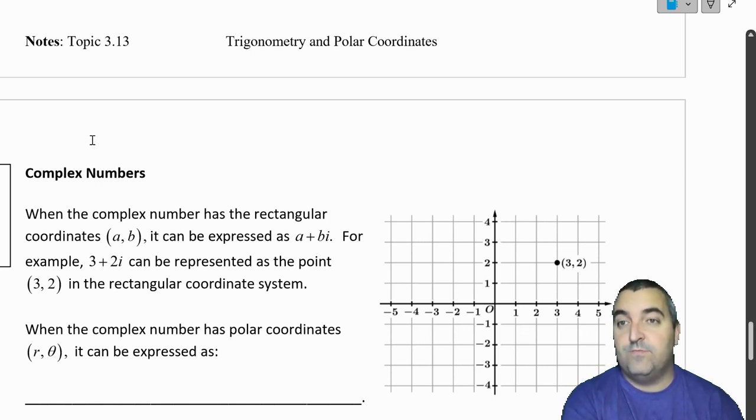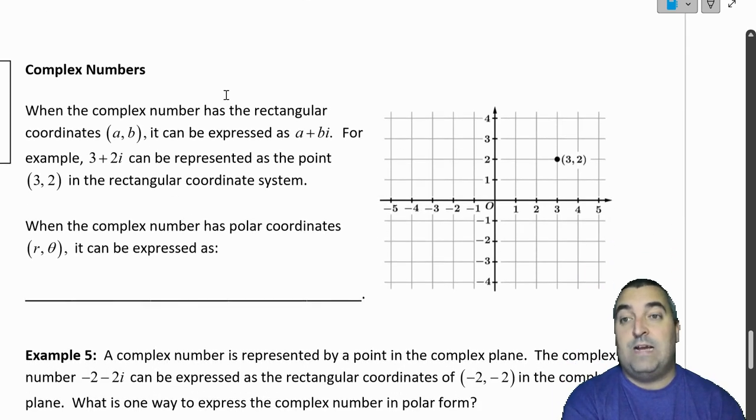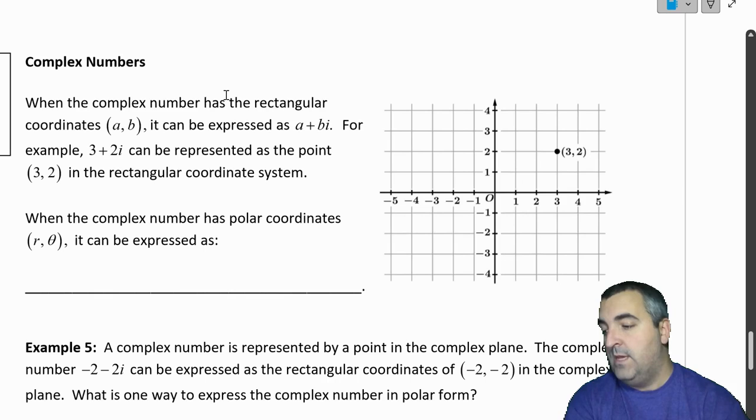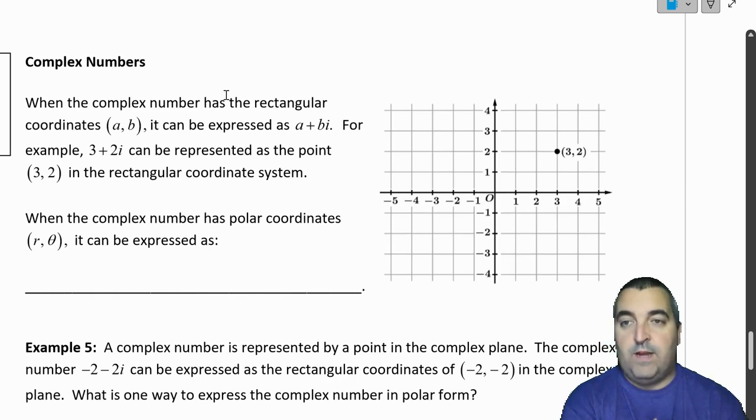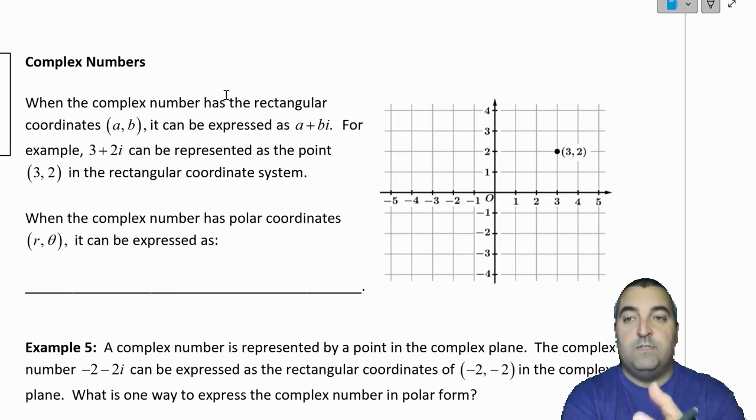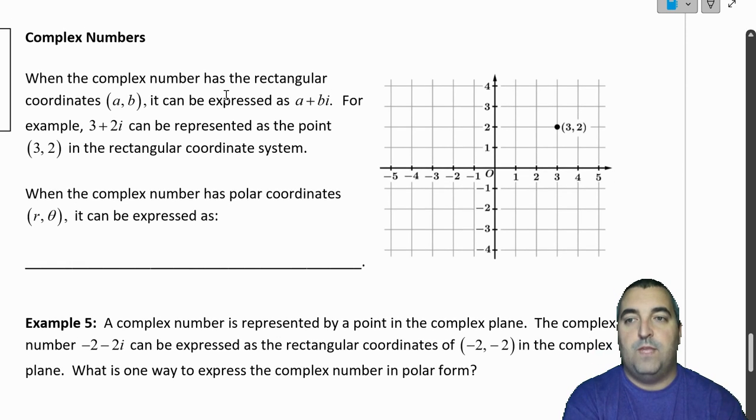We are continuing with 313, trig and polar coordinates, and we're going to talk about complex numbers, okay? So thinking back to Algebra 2, you guys saw complex numbers as a plus bi, right? That's where the i came in with the imaginary numbers. And so yeah, we'll talk about complex numbers here.